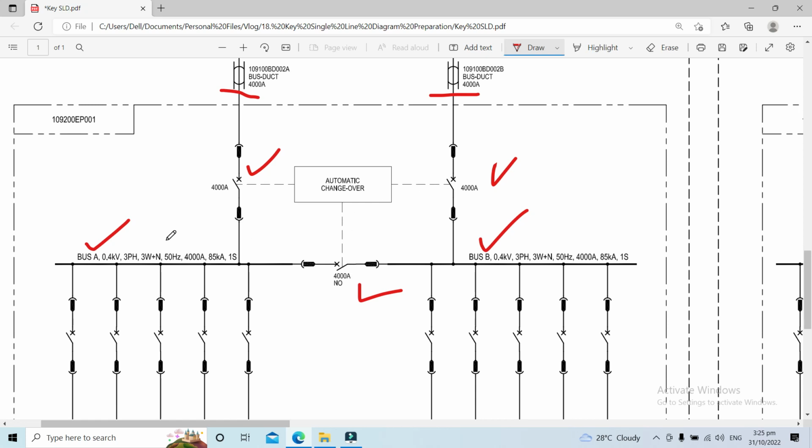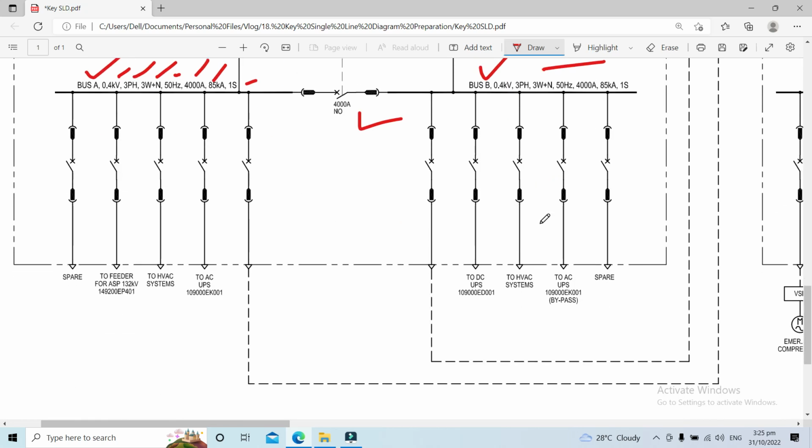So we have here bus A, 400 volts or 0.4 kV, 3 phase 3 wire plus neutral, 50 Hz. The rating of our bus is 4,000 ampere, with 85 kiloamperes short circuit withstand capability for this switchgear, rated 1 second. The same information applies here as well.